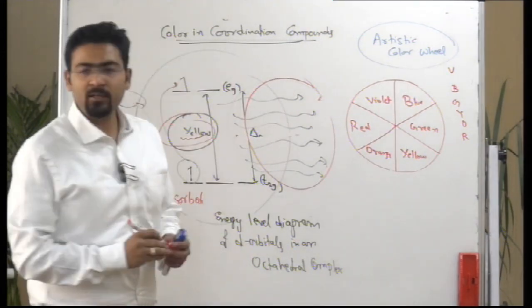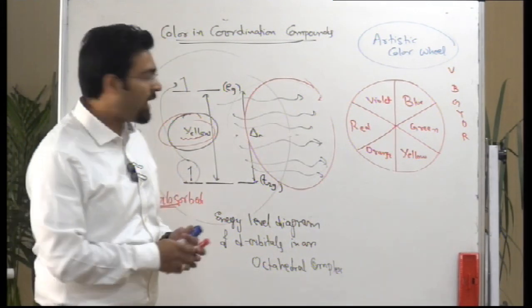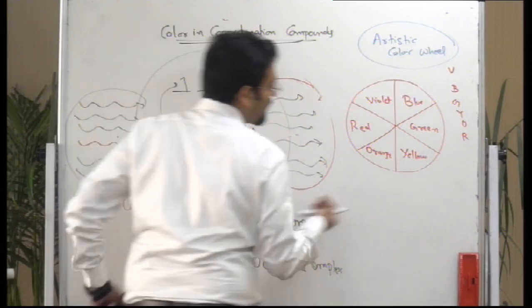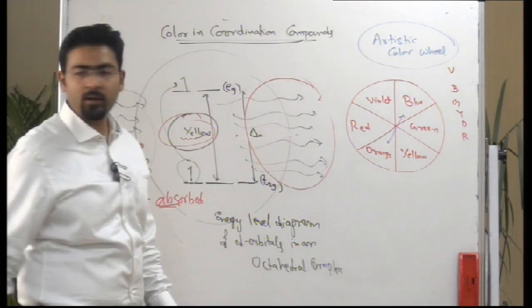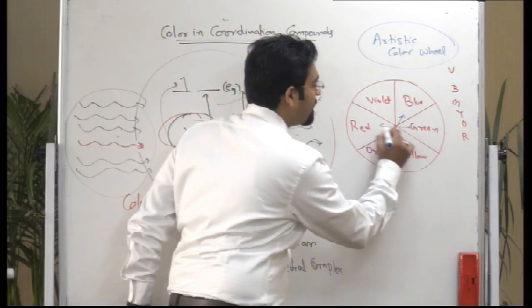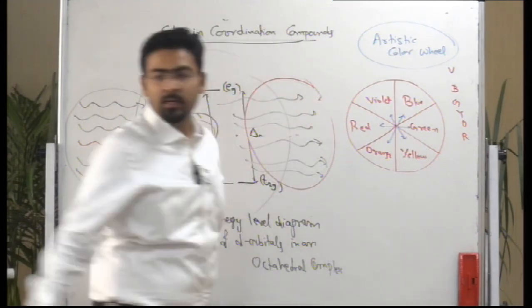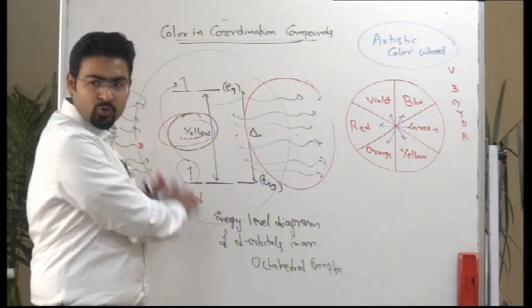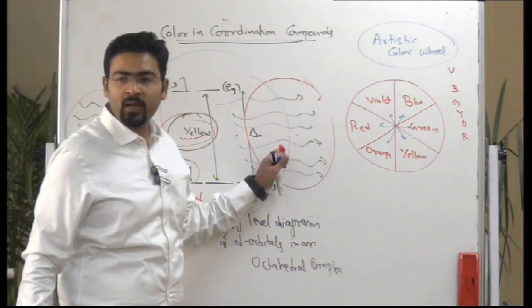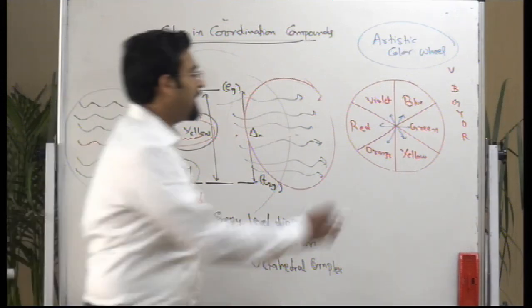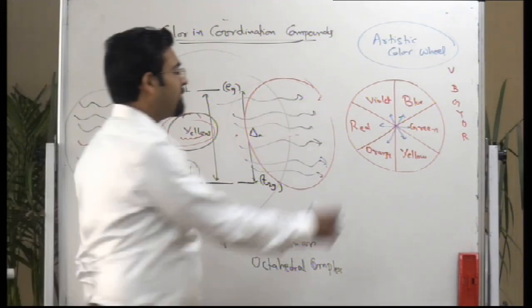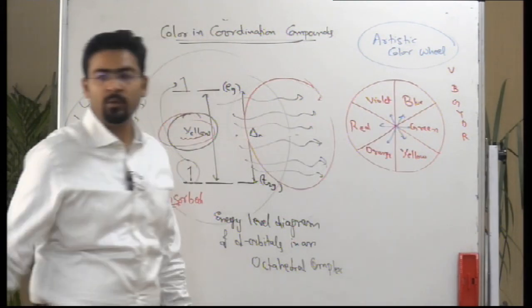Now the advantage of this color wheel is that you just have to look for the sectors which are opposite to each other, like blue and orange, red and green, and yellow and violet. So if yellow is absorbed, the complex will appear to be violet. If violet is absorbed, the complex will appear to be yellow. If red is absorbed, then the complex will appear to be green, and vice versa. If orange is absorbed, then the complex will appear to be blue, right?